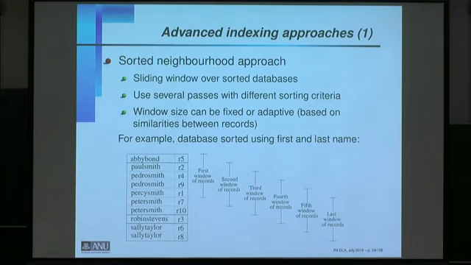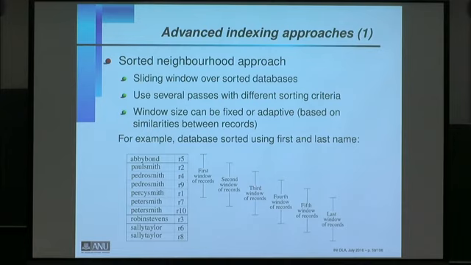An example given here is that we have first and last names concatenated into a string. So Abby Bond, Paul Smith, Pedro Smith. The whole database is sorted. Don't worry about these, they are just record identifiers. And then we have that sliding window going over the database.